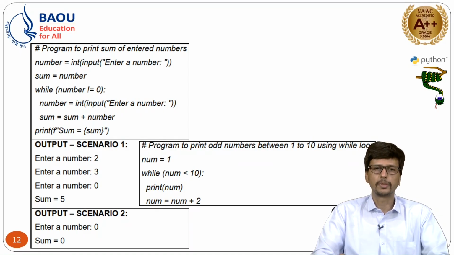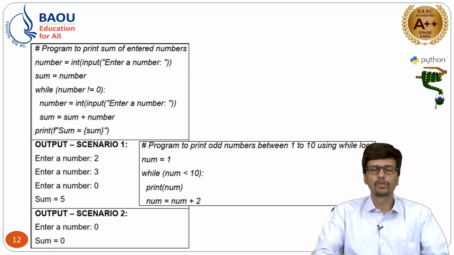Now sum equal to number. Say for example, you are entering 2. So now 2 will be assigned to the sum variable. Now you are checking the while condition, number is not equal to 0. Here we have entered 2, and 2 is not equal to 0, right? So this condition is satisfied, and if the condition is satisfied, whatever statements are inside the body of the loop will be executed. So the next statement, number equal to input, again asks for some value. Now you are entering some value, say for example 3.